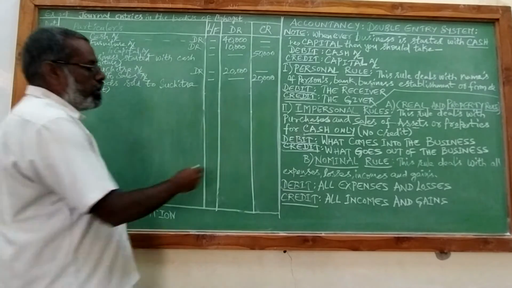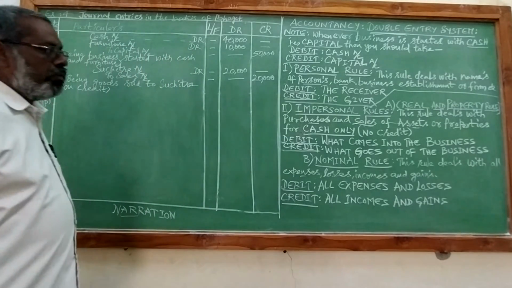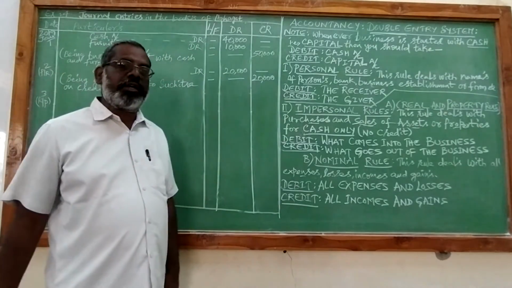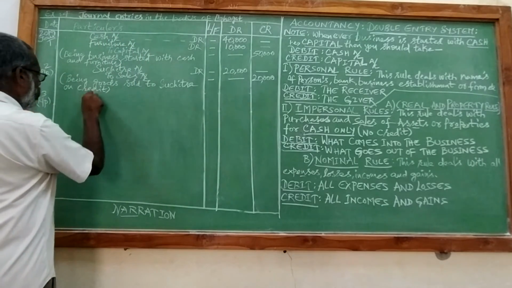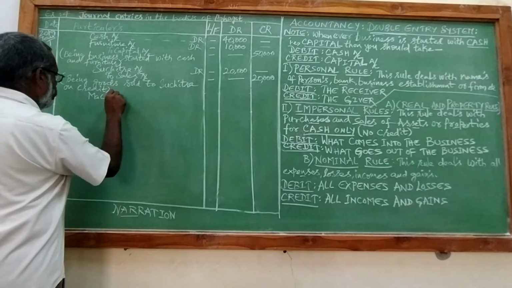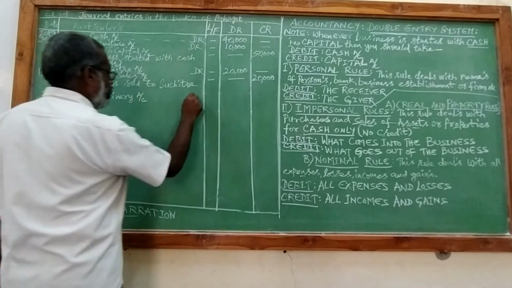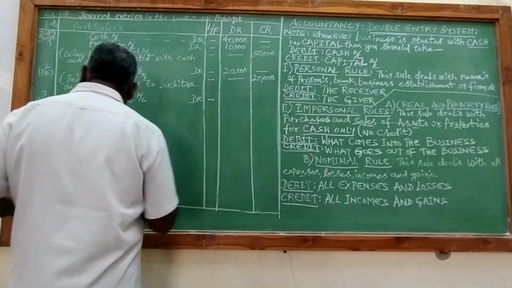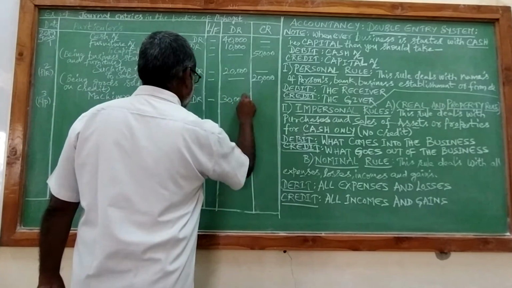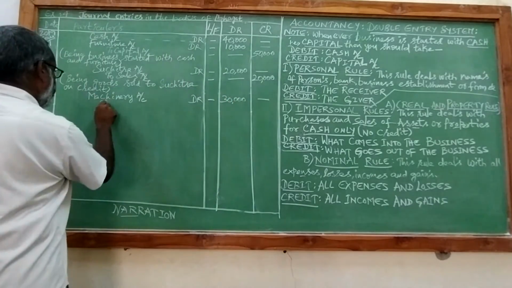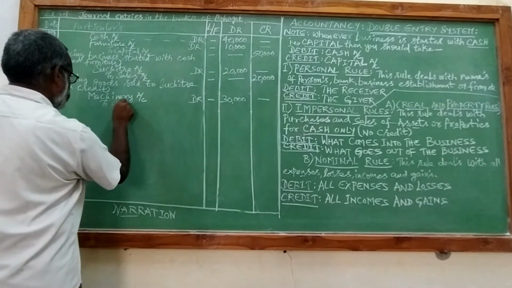The formula is debit what comes into the business, credit what goes out of the business. Here, purchased machinery means machinery is coming into the business. It is 30,000. And what goes out of the business? Cash is going out of the business.